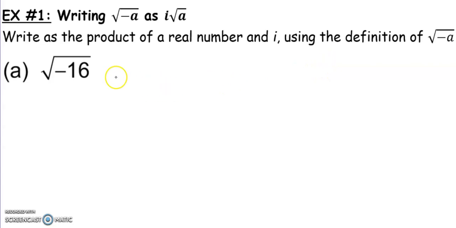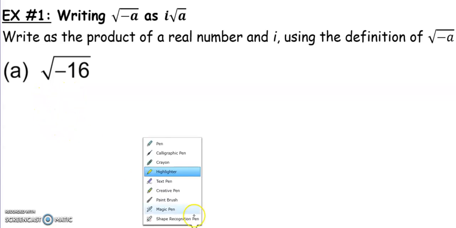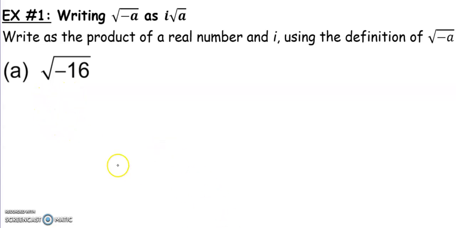Okay. So what this means is the square root of -16 means, let's change pens, we're going to make this a positive radical by taking out our i. And then the square root of 16 is 4. So the square root of -16 is 4i. Boom. Easy peasy.